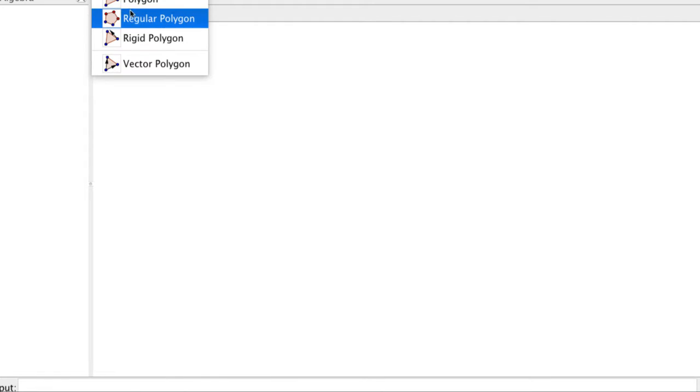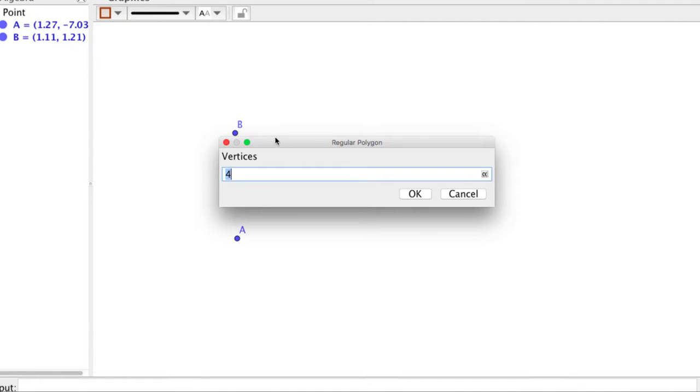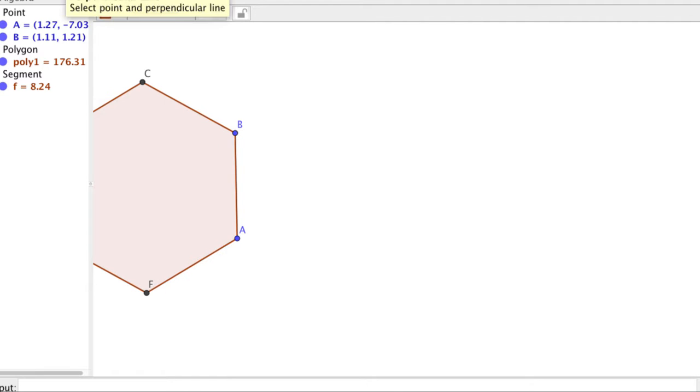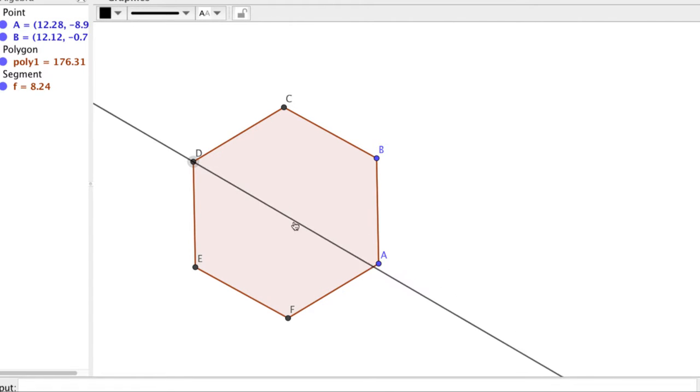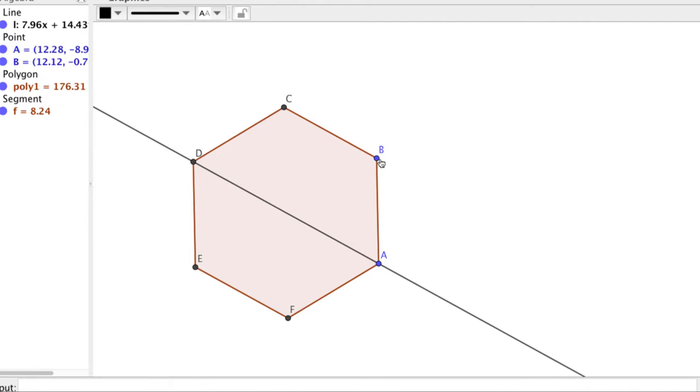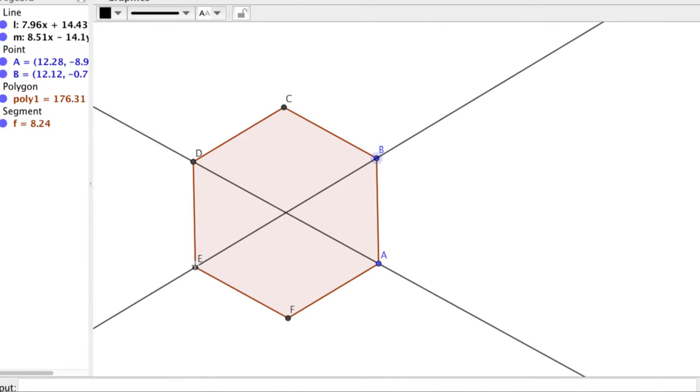So, check out this regular hexagon. Regular polygon. Boom, boom. I'm going to go with the hexagon, 6. Now, by moving this hexagon here, I can rotate this hexagon. So let me go ahead and find the center of rotation by making a line. The way that you find the center of rotation is by connecting your lines of symmetry. The intersection point right here is going to be the center of rotation.